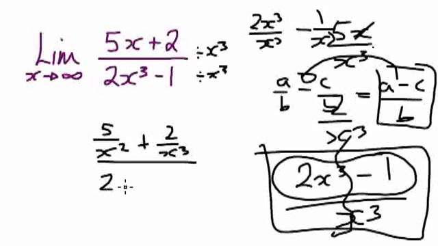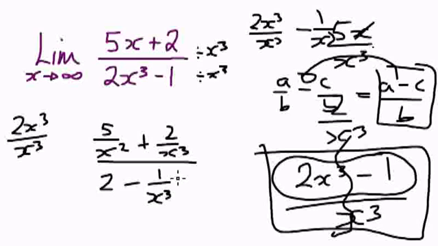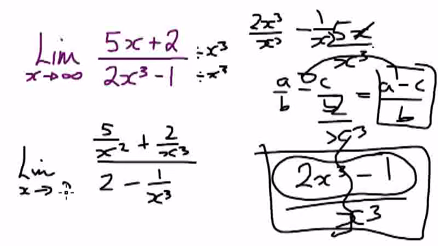So basically, I'm dividing this bit here by x to the power 3. So this would be 2, because this thing divided by x to the power 3 would be the 2. And then minus, well, I'm just going to leave this as 1 over x to the power of 3. Now let me put the limit in. So limit as x approaches infinity.